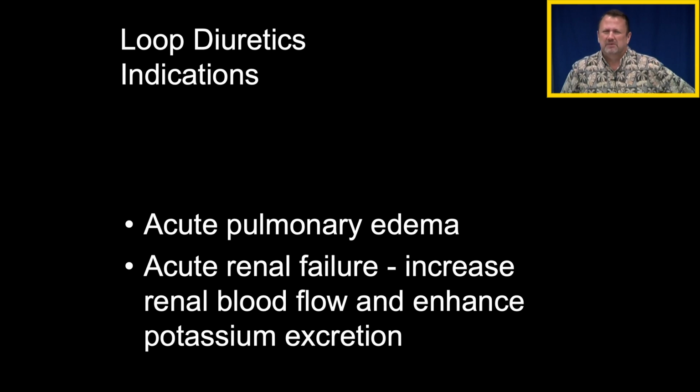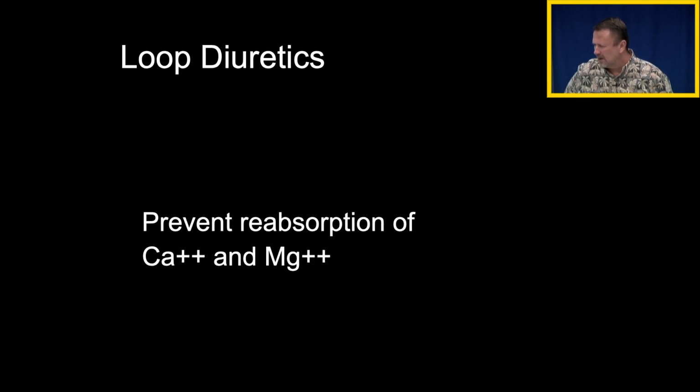And so sometimes people are in acute renal failure for all sorts of reasons. Maybe they've had a hypovolemic episode and now their kidneys are doing everything they can to retain fluid, and now we need to get them working again. We give them some Lasix, and this is going to increase blood flow and increase potassium excretion as well. Loop diuretics prevent the reabsorption of calcium and magnesium.